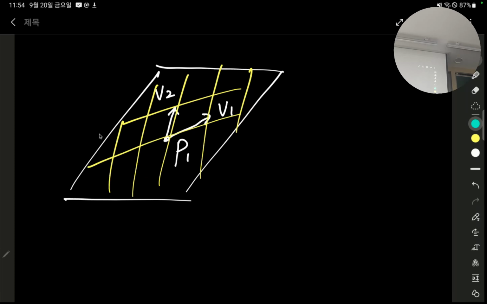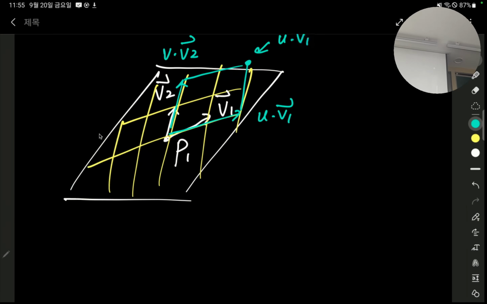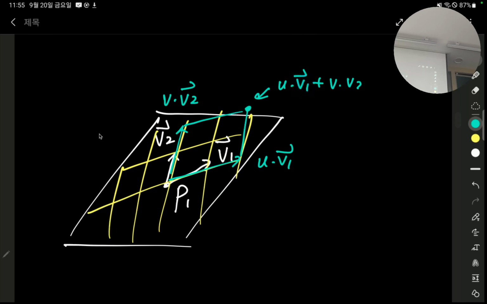So if I take u times the v1 vector, and then if I take v times the v2 vector, sorry for having the same symbol v, but here u and v are considered as scalars, and v1, v2 are considered as vectors. That's why I put the arrow sign above. So then I can map my point on the plane right here. So this is u times v1 plus v times v2.